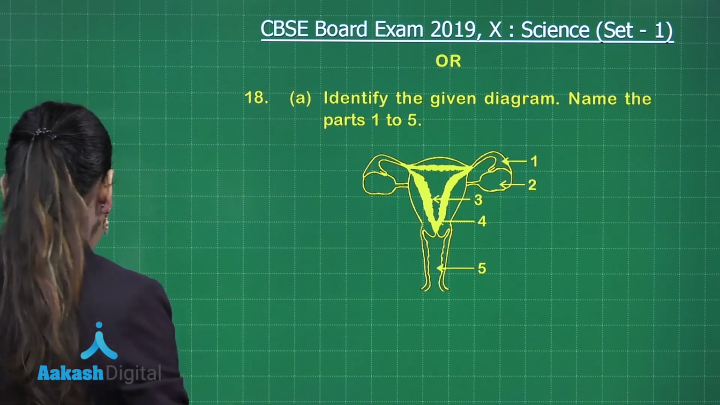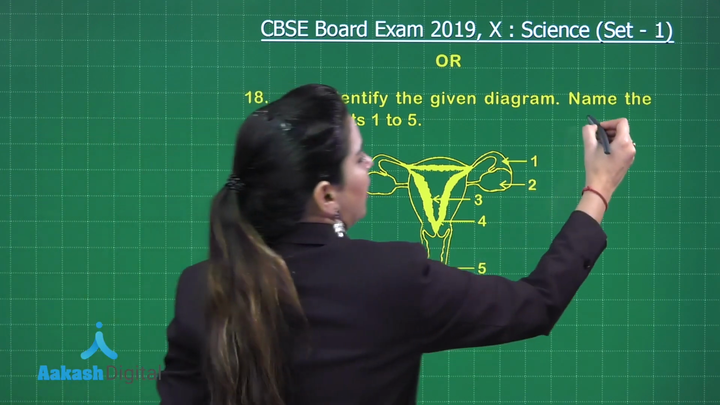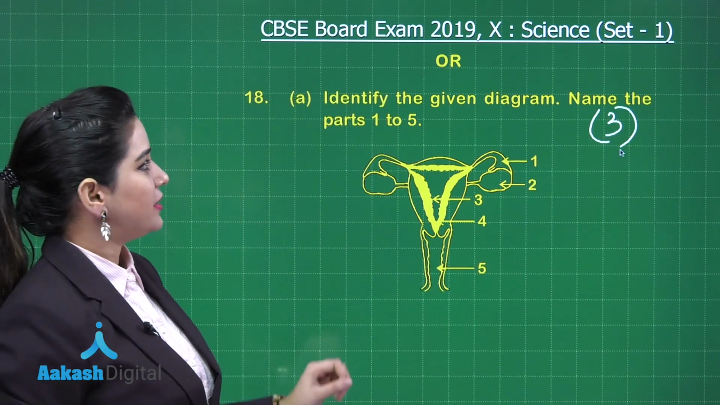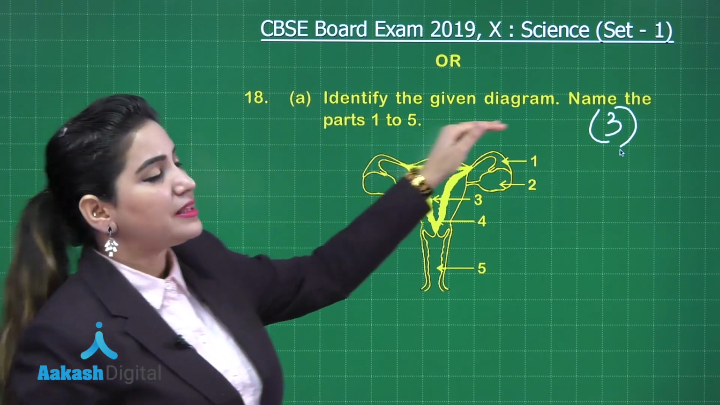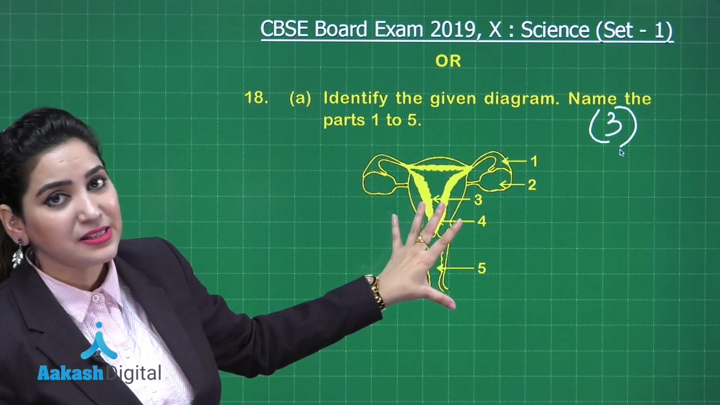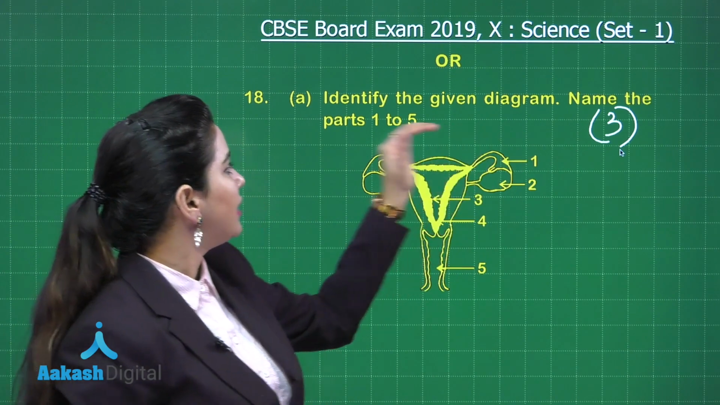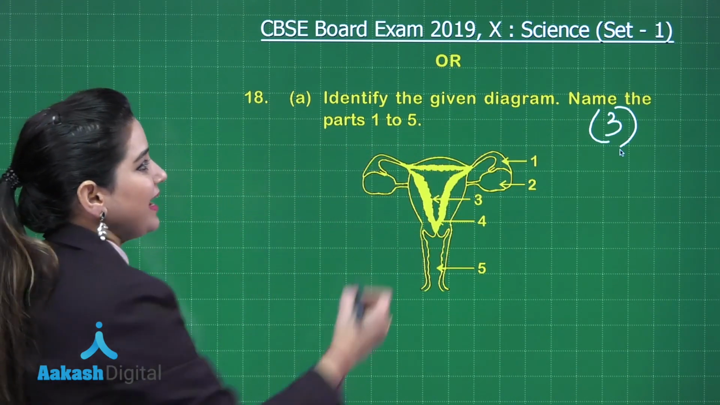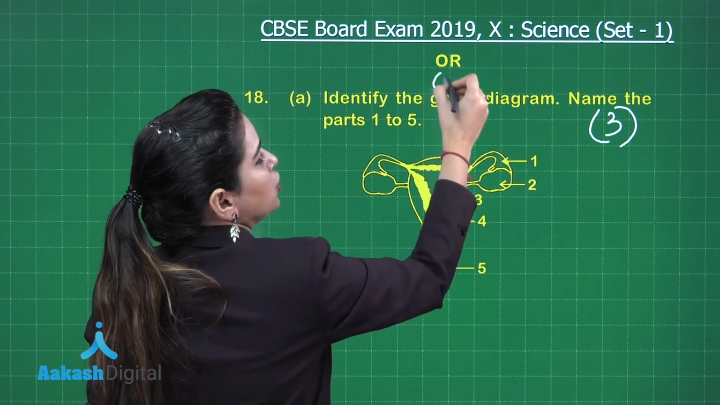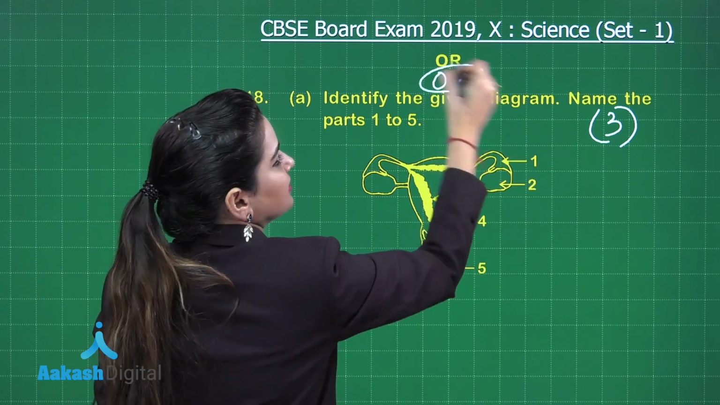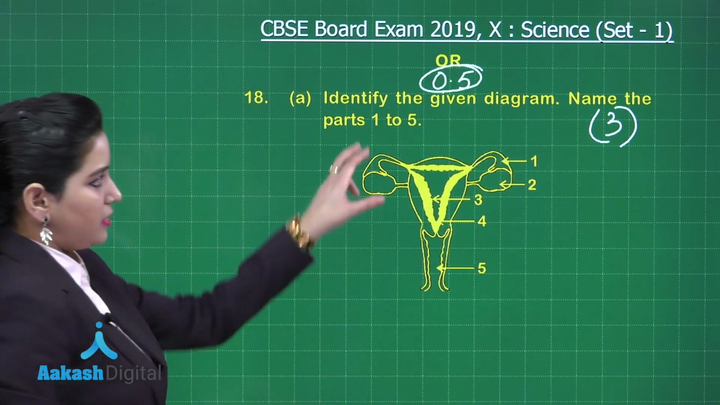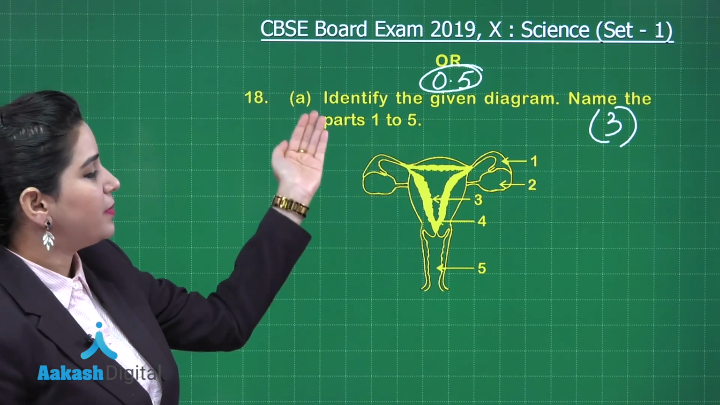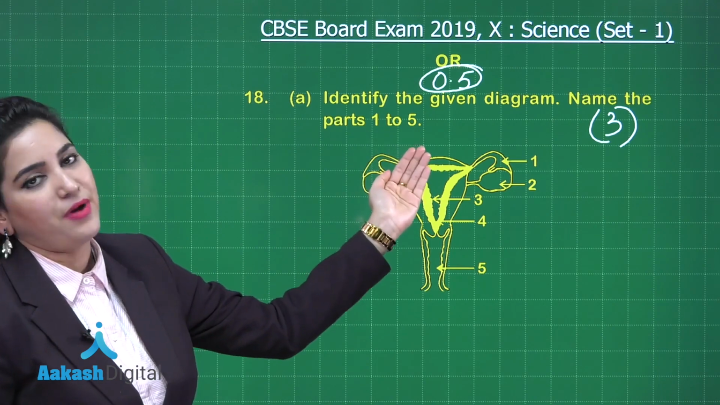Part A has a weightage of 3 marks. This is for 3 marks. Now, if you see the question, it is saying that identify the given diagram. You have to identify this, okay? And then you have to label the parts from 1 to 5. Now, for identifying the given diagram, you will score 0.5 marks. And rest of the marks, so you have to see part 1 to 5. So, rest of the marks will be distributed to label these 5 parts.